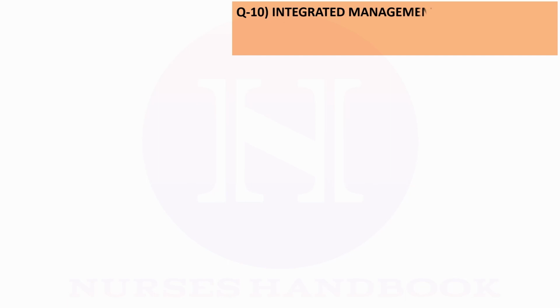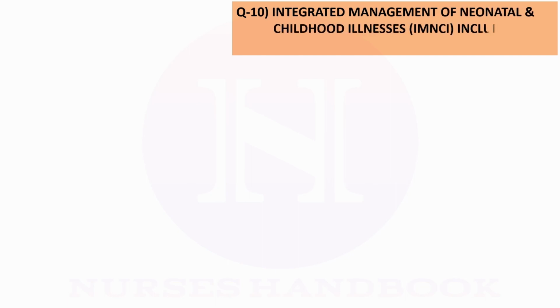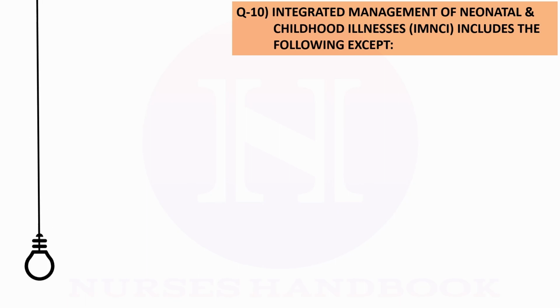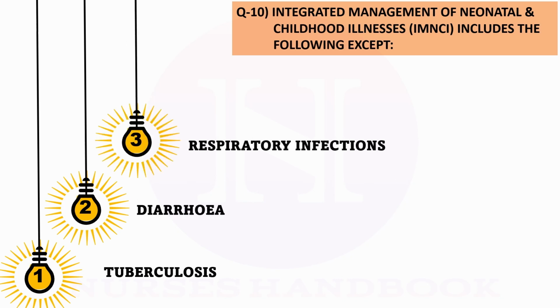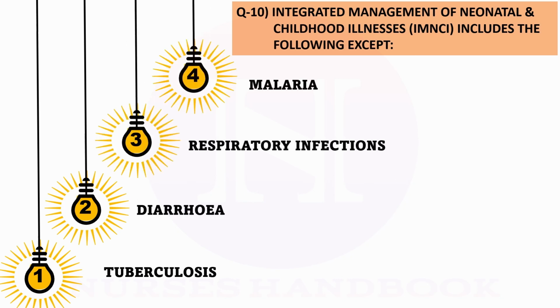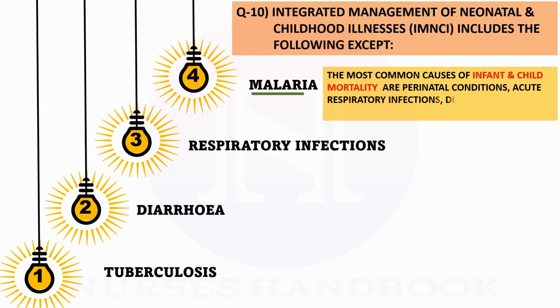Question number 10. Integrated Management of Neonatal and Childhood Illnesses IMNCI includes the following except tuberculosis, diarrhea, respiratory infections, malaria. And the correct answer is malaria. The most common causes of infant and child mortality are perinatal conditions, acute respiratory infections, diarrhea, measles, and malnutrition.